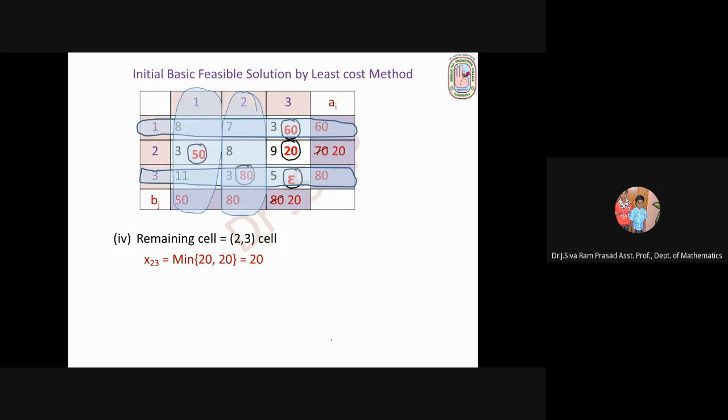Finally, we are left with one cell for which the corresponding available amount is the same as the corresponding required amount. Only then is the process correct. So here our calculation is right. All constraints are satisfied.